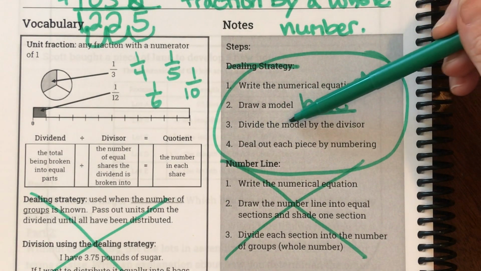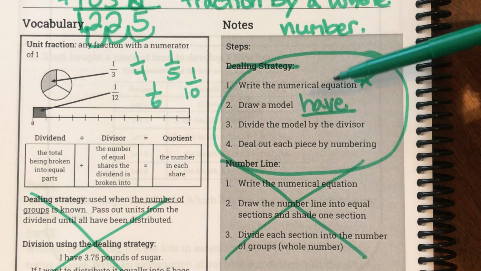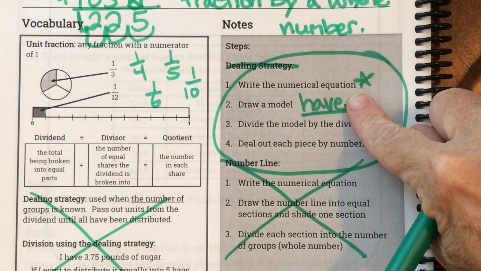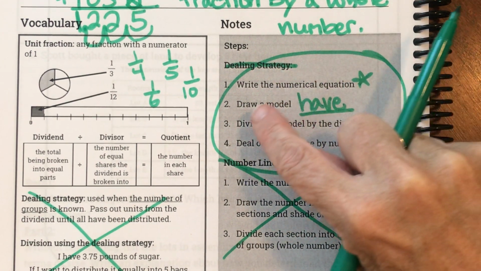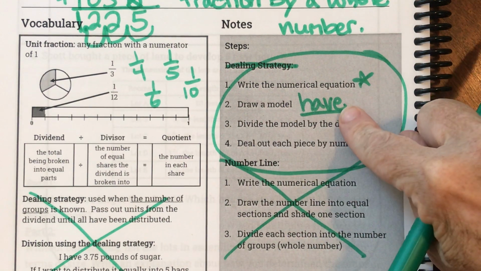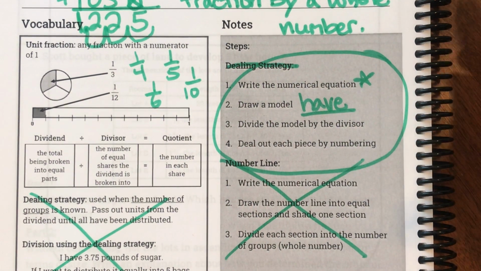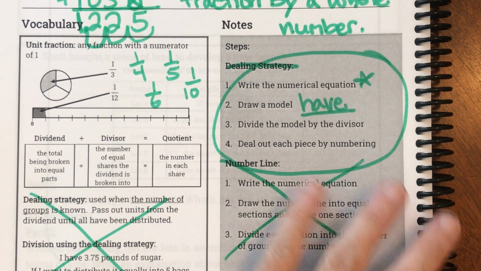And then we're going to divide the model by the divisor, and then we'll deal out each piece. So these are really the steps that I'm going to follow. I'm going to write my equation, and it's really going to be tricky. I'm going to have to stop and think about it. Then I'm going to draw what I have as a model. Then I'm going to divide my model, and then I'll deal or pass out my pieces. Okay, so let me show you what this looks like.